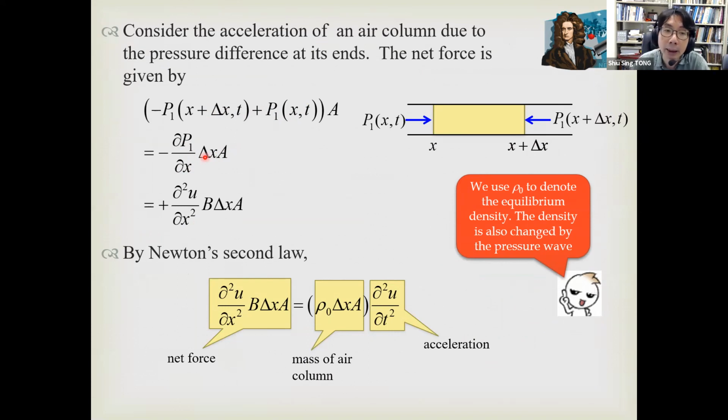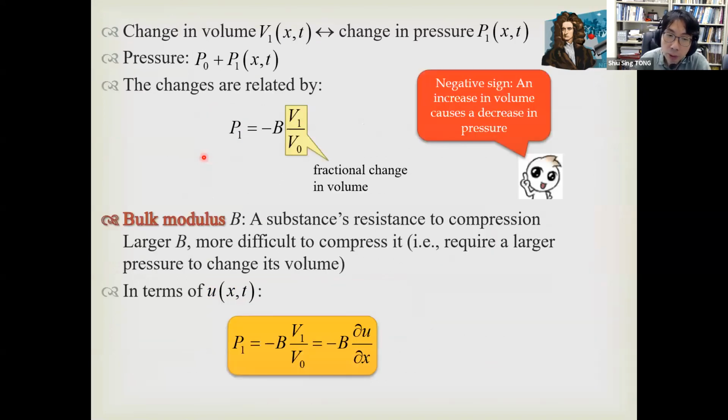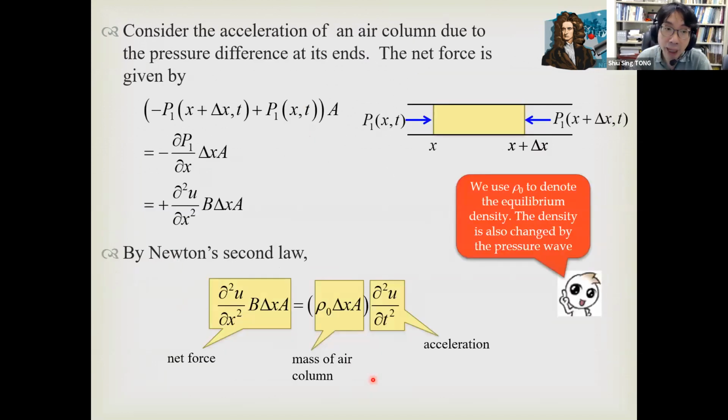But as we know, P1 itself is minus B ∂u/∂x, which is already the derivative of u with respect to x. So now I have one more derivative because I differentiate P1. I get a second derivative, and the two negative signs in the equation cancel. So I get the second derivative of u with respect to x, multiplied by B, the bulk modulus, multiplied by delta x, multiplied by A. It is the net force.